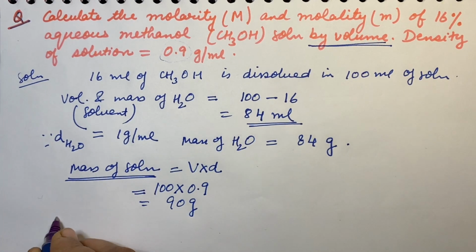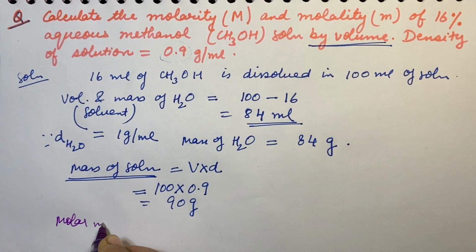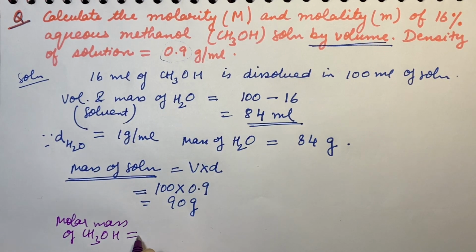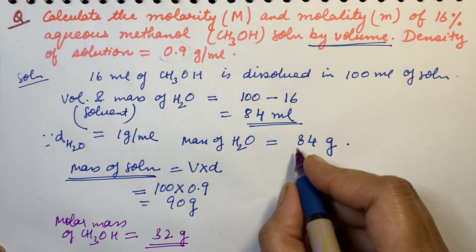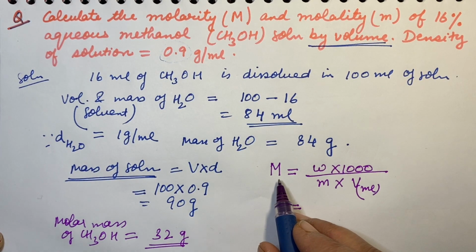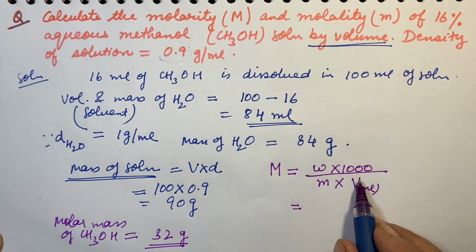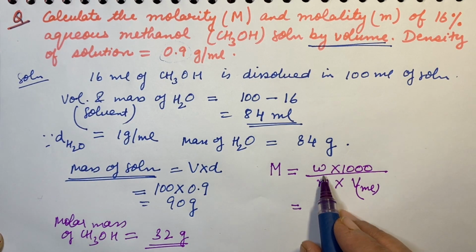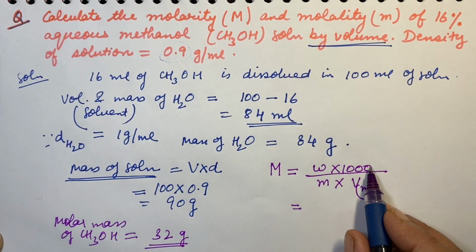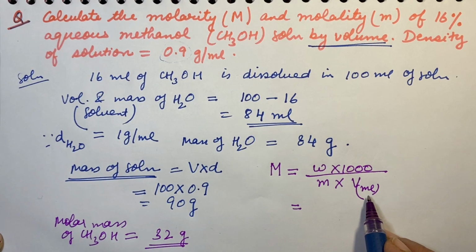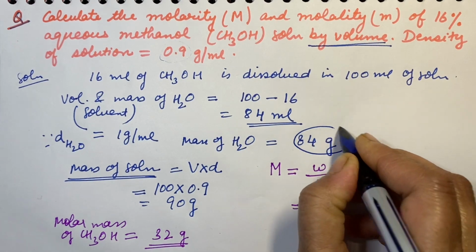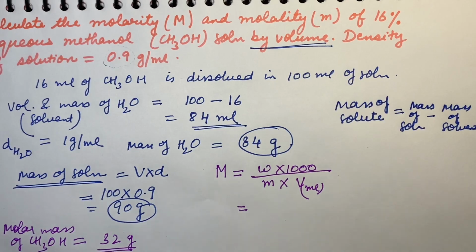Here one thing also, the molar mass of CH3OH, when you calculate, comes out to be 32 grams. Now, for calculating molarity, we use the formula: weight of the solute divided by the molar mass of solute, multiplied by 1000, into volume in ml. By these two parts, 84 grams and this one.